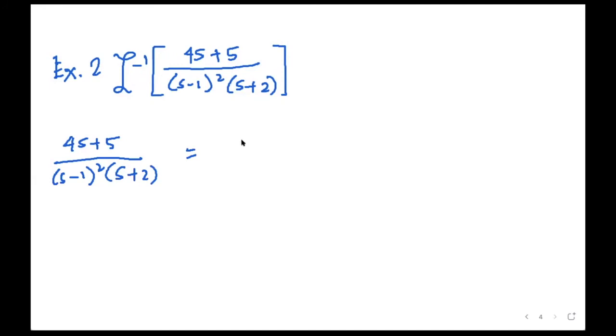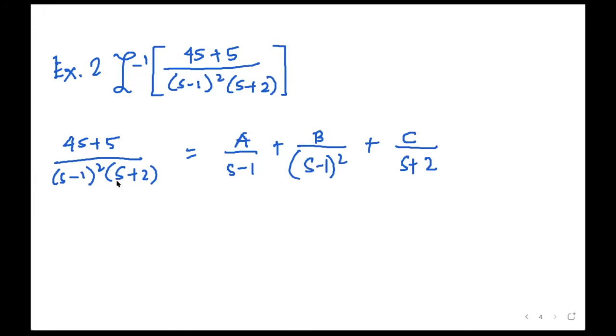The equivalent partial fraction is, ayan, nag-repeat, di ba yung s minus 1? So you have a over s minus 1 plus b over s minus 1 squared. And distinct yung isang factor. So plus c over s plus 2. This is how you write the sum of the partial fractions for this given rational expression or f of s. Now, the next step is to multiply the entire equation by the factors. And s minus 1 squared times s plus 2.